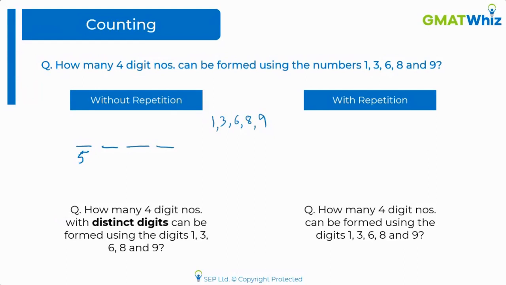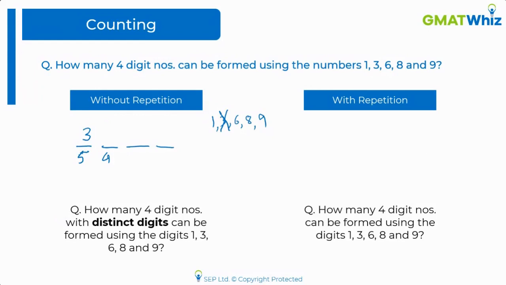So I basically have 5 different options of doing so. Let me place one number here. Let me say I have placed the number 3 over here. Now, since repetition is not allowed and I'm placing 3, I have to cross it. I don't have it available for the later cases. So if I have to fill the next place, I have 4 options of doing it. I have 1, 6, 8, and 9 available. So I have 4 ways of filling the next place.